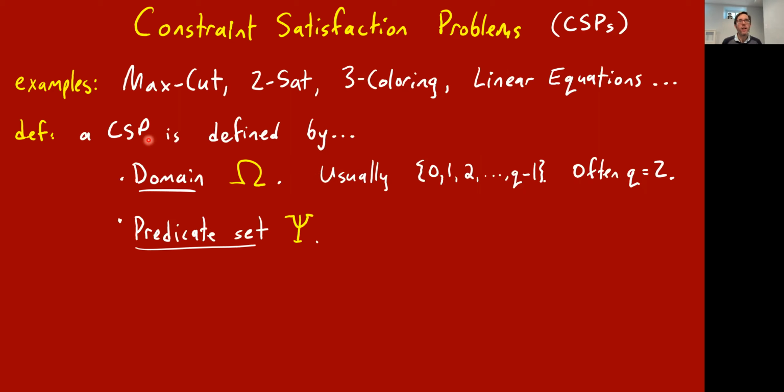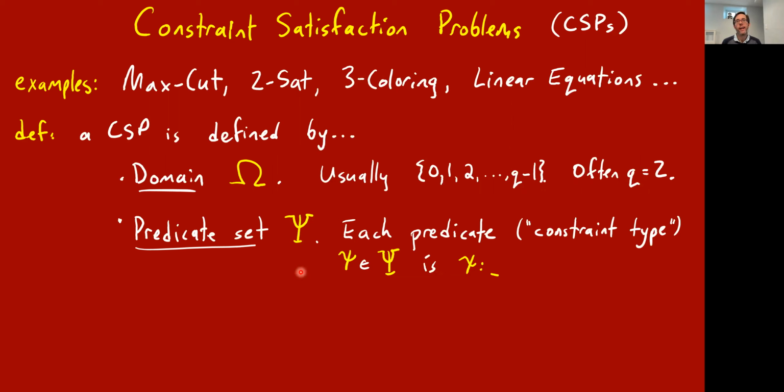But the main thing that defines a CSP is the set of predicates that are allowed, the set of constraint types that are allowed. I'll call this capital psi. And this set can have one or more predicates in it. For E2-SAT, it had 4 predicates. And every little psi in this set is a mapping from an R-tuple of domain elements to 0 and 1. And here 0 and 1 means satisfied and unsatisfied.